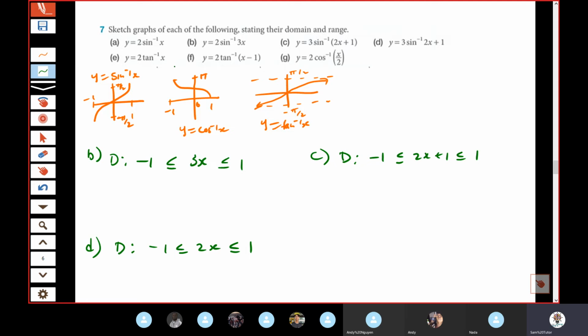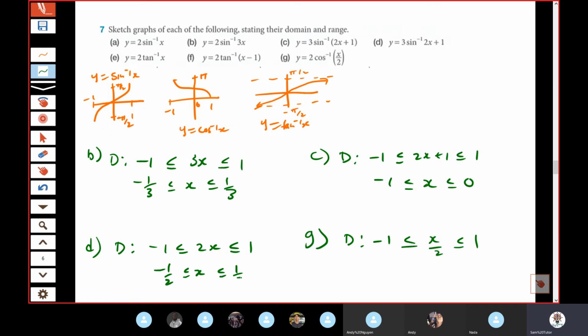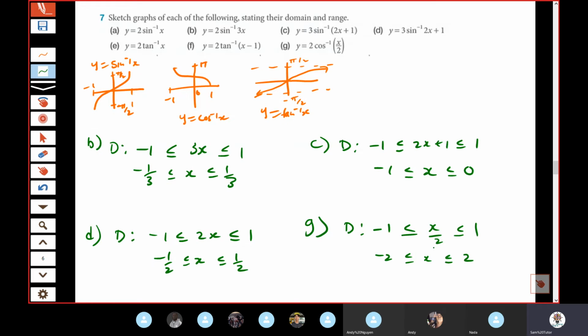For tan, your domain is all real x, so that doesn't matter. For G, your domain again is from -1 to 1, so replace. Okay, any questions there? And then obviously solve for x. -1 is -2, divided by 2 is -1. -1 is 0, divided by 2 is 0. If I haven't solved that incorrectly, I'm sure you guys are checking. Times by 2. Okay, pause there. Any questions? Nope. Those are our domains.